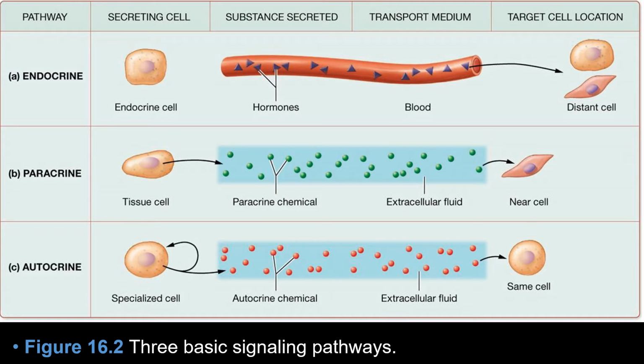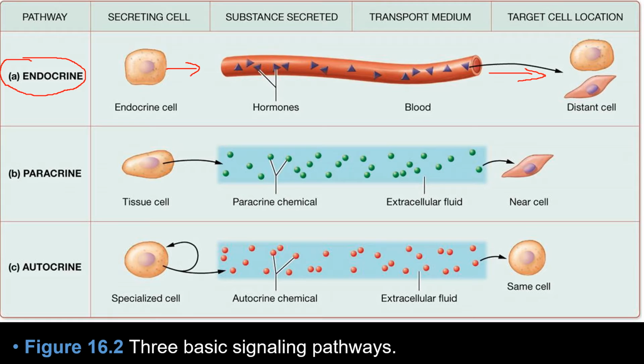And here you see a good diagram showing you the difference of these three pathways. And as I said, we're going to focus mainly on these normal endocrine pathways where the endocrine cell secretes hormones into the blood. The hormones travel to distant cells where they'll then elicit their effect.